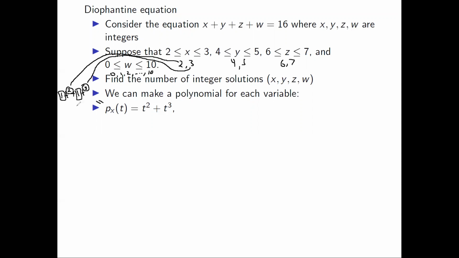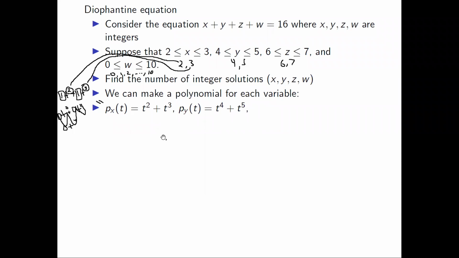All of the other coefficients, like for t to the 0, we have a coefficient of 0 there. t to the 1, also a coefficient of 0, because x cannot be 0 or 1. t to the 4th, also 0. So all the other powers of t have 0 coefficients. We don't need to write them because zeros don't do anything.